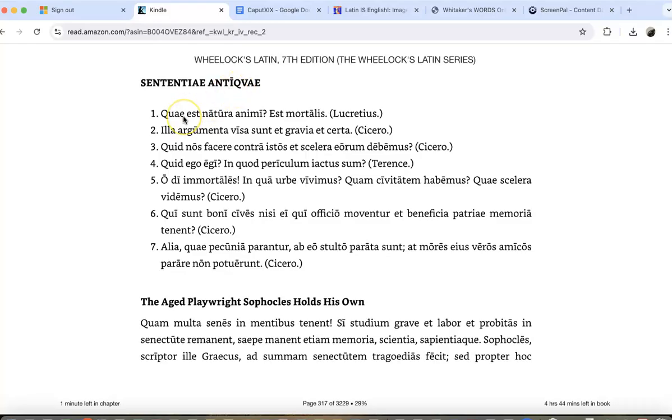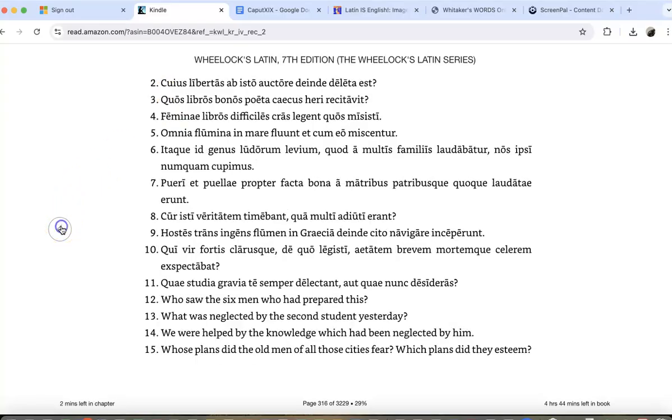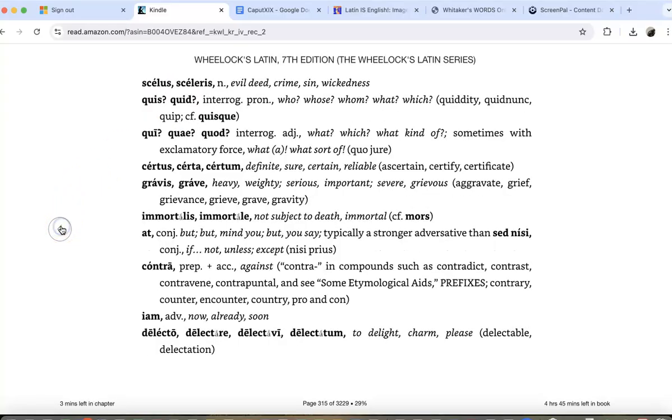Sententiae antiquae. Unus quae est natura animi? Est mortalis. So as is often the case in Latin, we want to make sure we know the vocabulary. Here we start off with quae, which actually is one of our vocabulary words, also a grammatical concept. Quae, in this case, is an interrogative adjective.